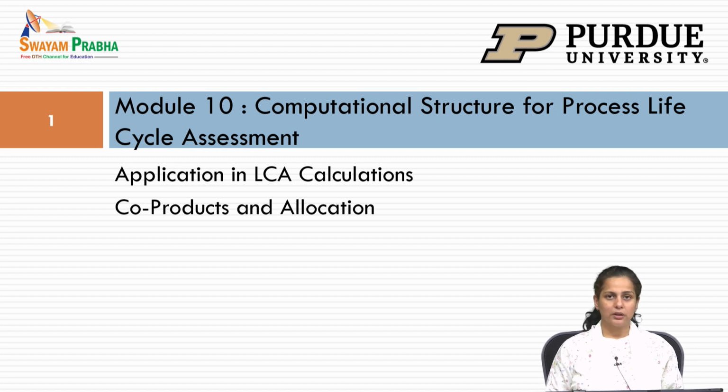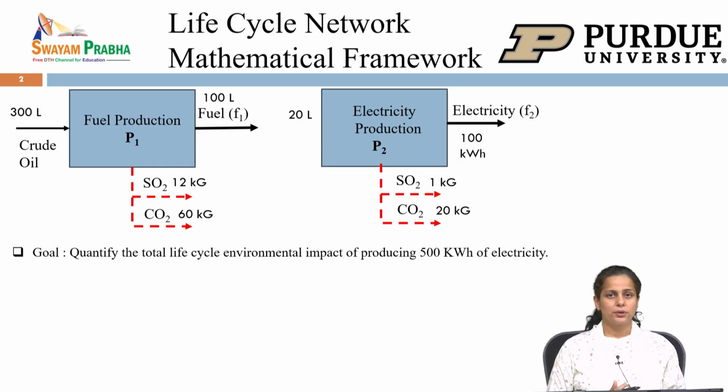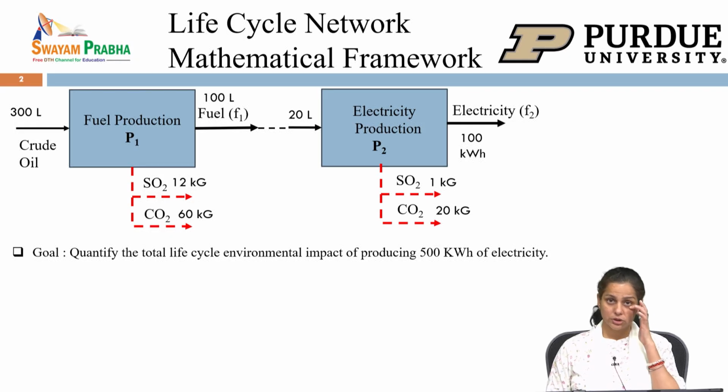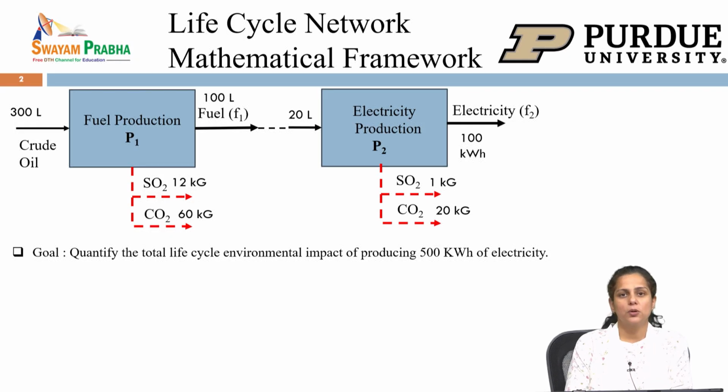So, to start with, we will go over the same system that we looked at in the last module and do a simple calculation. Here we have the first process giving fuel, which is the fuel production process, and we have electricity production. Of course, the fuel produced by process 1 is also an input to process 2, but it might also be going as a product to the economy.